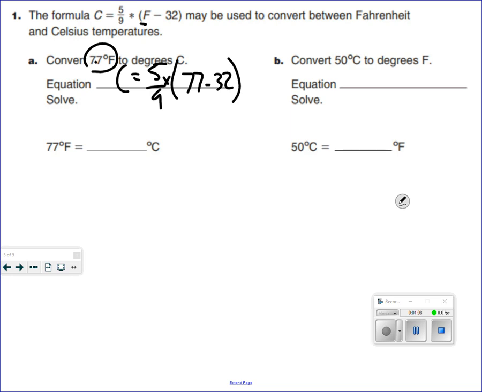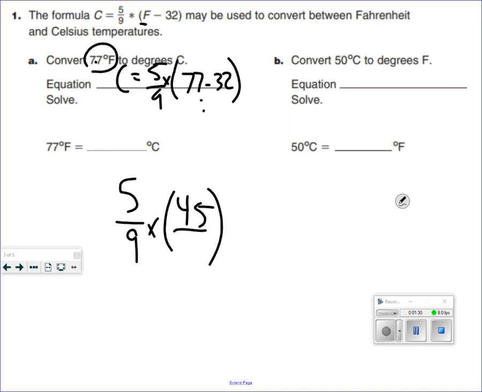So if I'm working this out, the first thing I'm going to do is what's in parentheses because of PEMDAS, or please excuse my dear Aunt Sally, or order of operations, however you want to say it. We have 77 minus 32 equals 45. So it's 5 over 9 times, and then inside the parentheses, we have a 45. So we simply have to multiply 5 over 9 times 45.